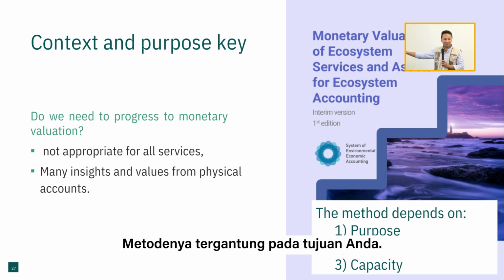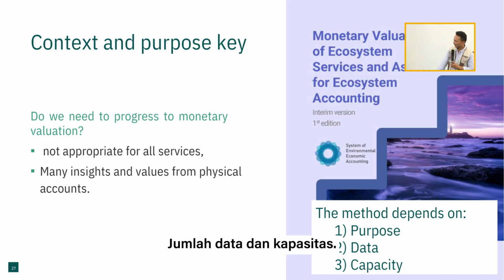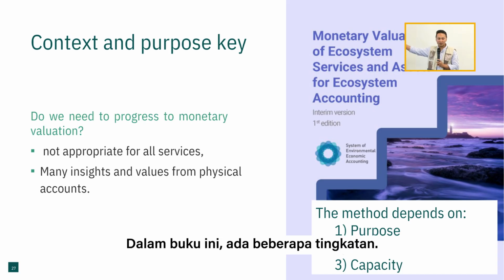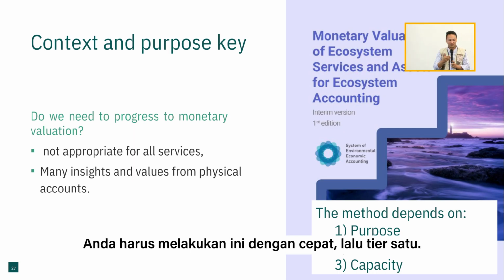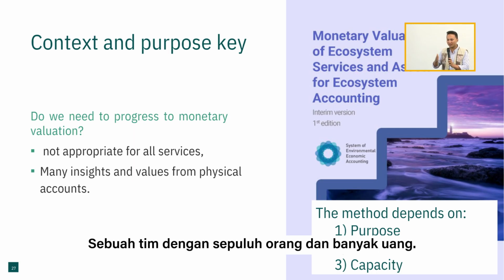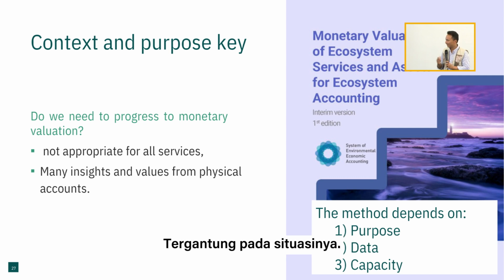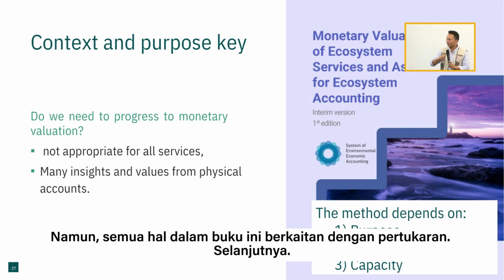So the method depends on your purpose, the amount of data, and the capacity. So in this book, there are different tiers. Maybe tier 3, little data, you have to do this very fast. And then tier 1, you need 2 years, a team of 10 people, and a lot of money. It really depends on the situation. But everything in this book is exchange. Next.